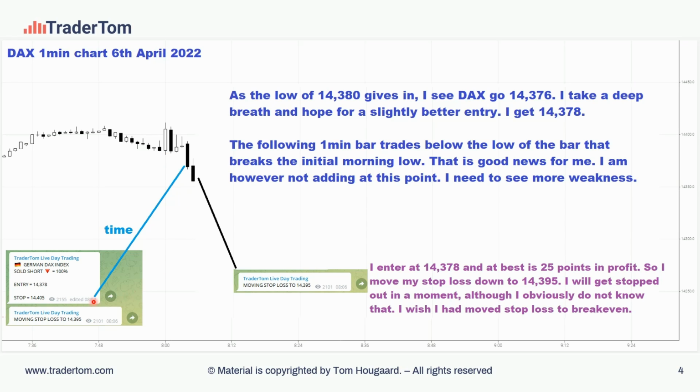And then at 8:04, I finally see the market move below the low of the first minute. And I sell short the DAX at 14,378. As the low of 14,380 gives in, which is this low here, I see the DAX go to 76 really quick.